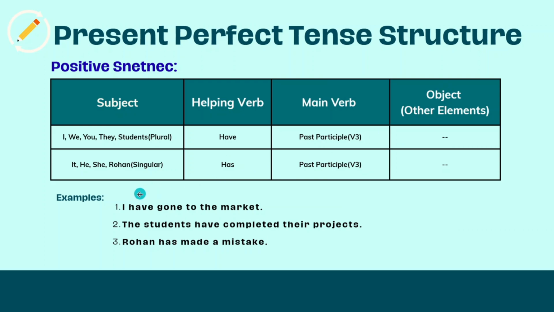Now look at these examples. I have gone to the market. As you could see, I is the subject, followed by the auxiliary verb have, then the main V3 verb, then any other element in the sentence, like the market. Or we could say that the students have completed their projects, right? As you could see, students, the subject, is plural, followed by have, then the object. Or any singular, like Rohan has made a mistake. Here, he made it in the past, but when, we don't know. Time is unspecified. So that is how we can form the present perfect tense easily.